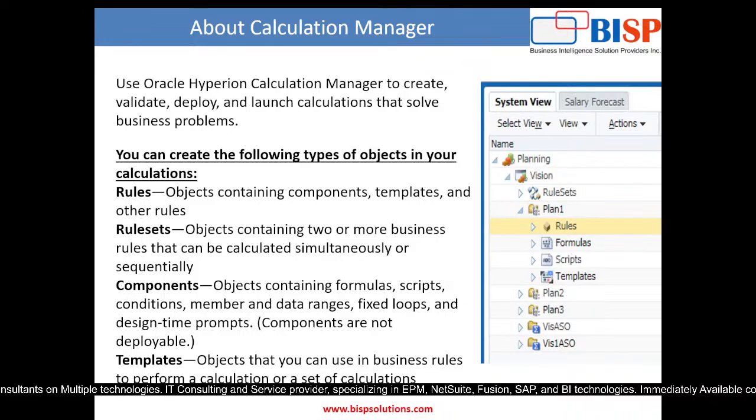The third one is the component. This object contains formulas, scripts, conditions, members, and data ranges. Then fixed loops and design time prompts. Components are not deployable. Then the last one we have is the template. This is an object that we can use in business rules to perform a calculation or a set of calculations.